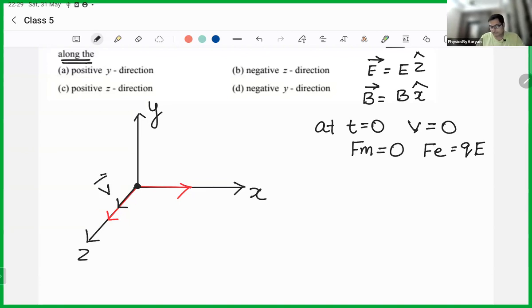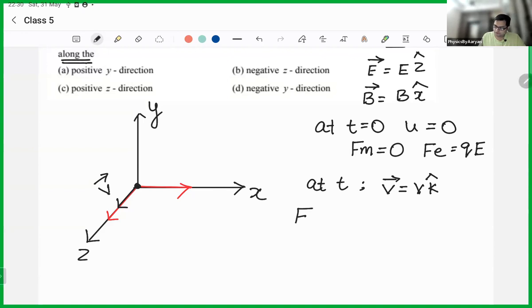Because initially there was no magnetic force, only electric force. Why was there no magnetic force? Because the initial velocity was 0. Now your particle has started moving along the z-axis. So after some time t, your particle has a velocity along the z-axis. So now magnetic force and electric force both will act.